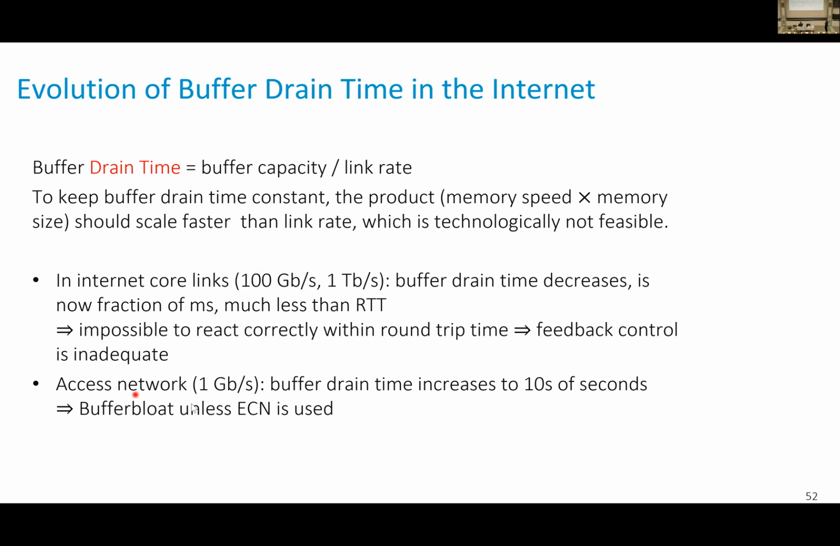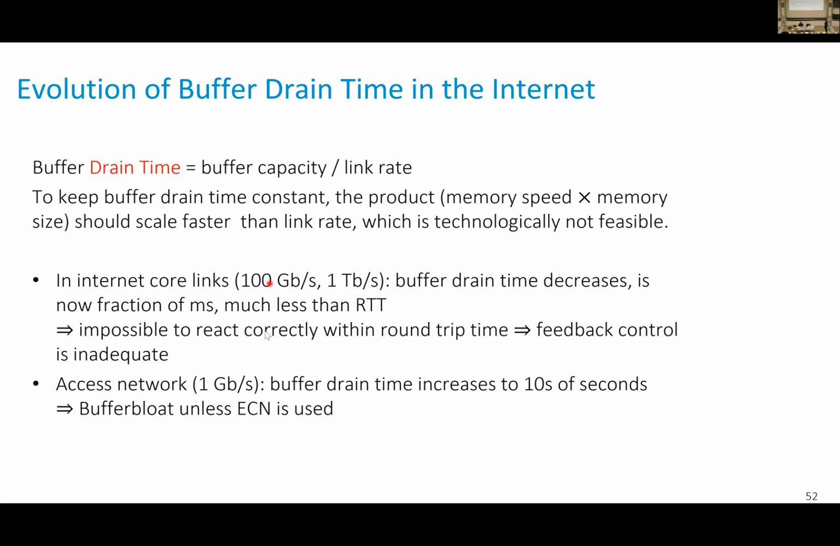Well, when you have an access network, my router at home, for example, has a drain time that is tens of seconds and probably minutes here. Right? This is where the queue delay is a big problem. So we need to use ECN in such access networks. Otherwise, we will have this thing here.